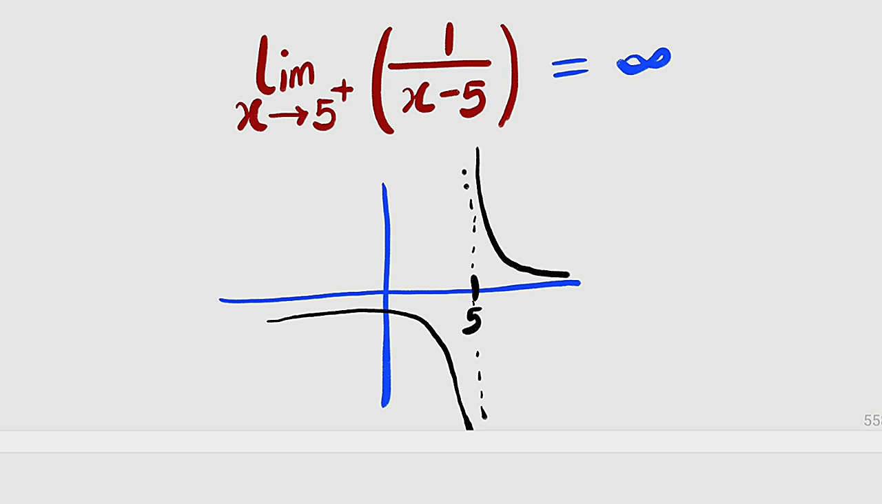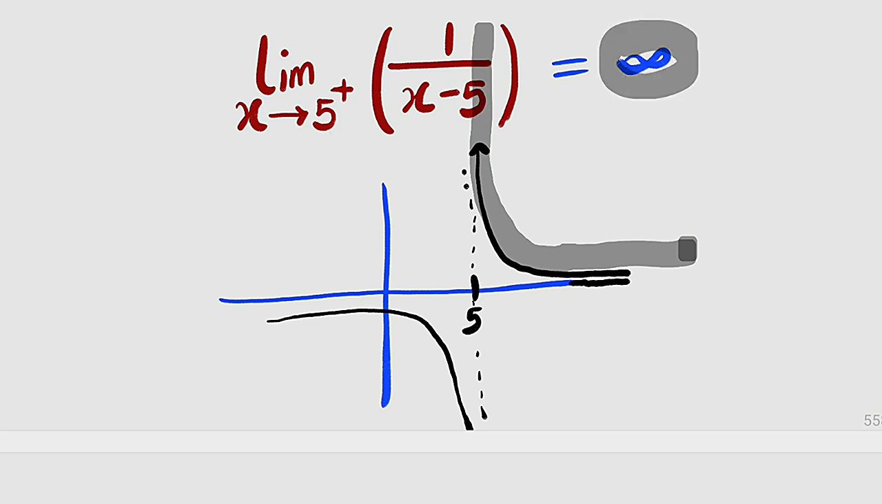Somehow like this. So one thing you should observe: if you're approaching 5 from the right-hand side, look at it. From the right-hand side, as you approach 5, the curve will tend to deflect towards positive infinity, right? This is why we say the limit of this function as x approaches 5 from the right is going to become positive infinity.